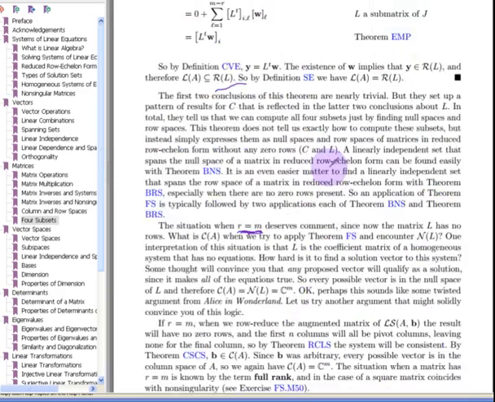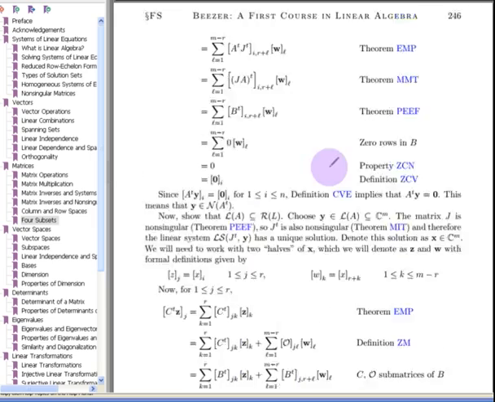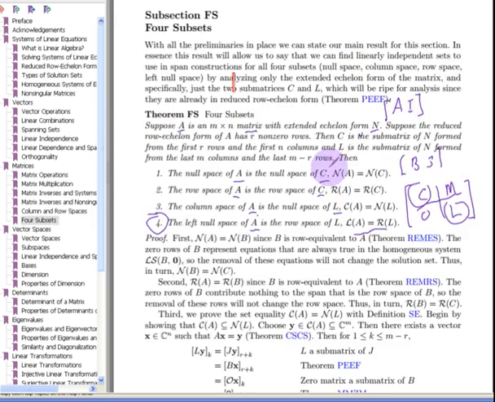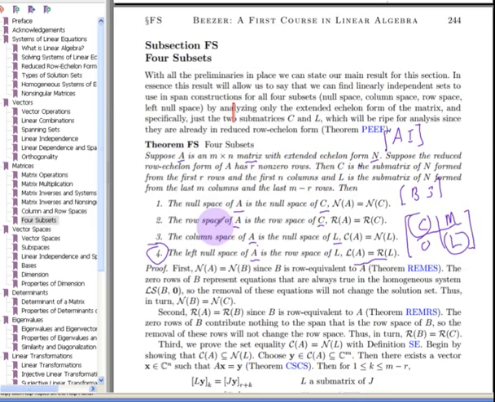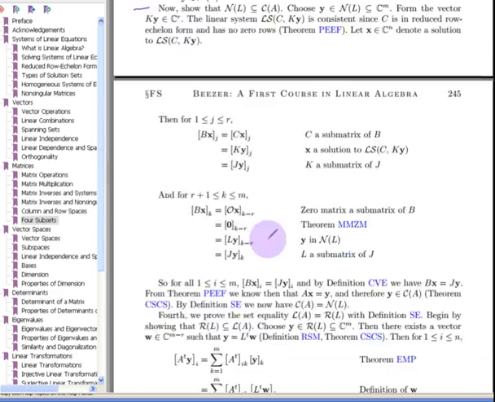Now, the conclusion here was that the column space of A is the null space of L. But L doesn't exist. So what does that mean? That means that anything goes. That means that the columns of A will span any vector. So that's the special case here.